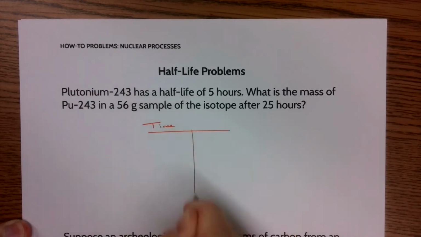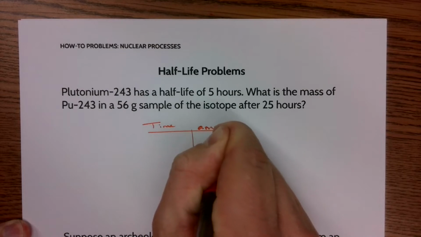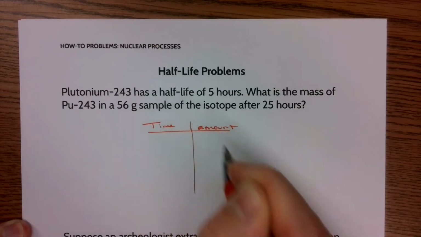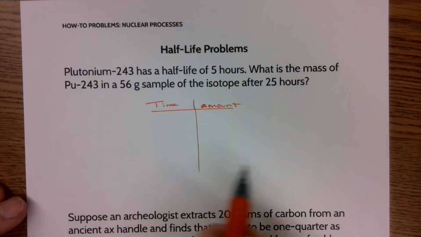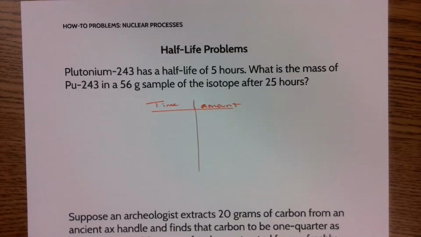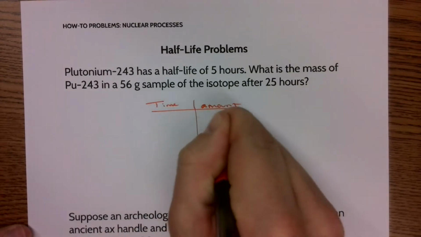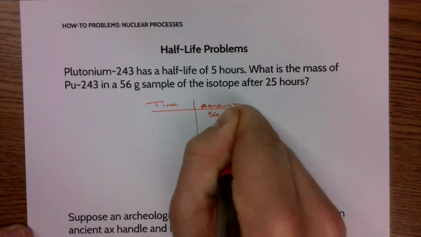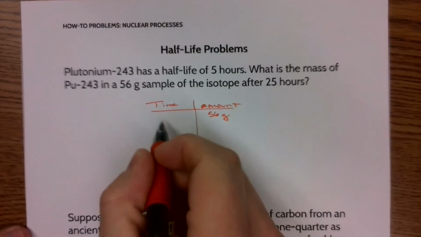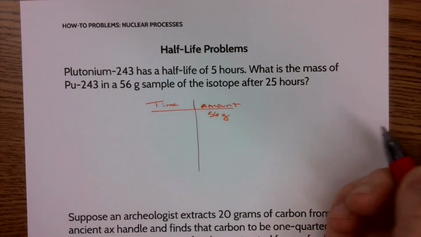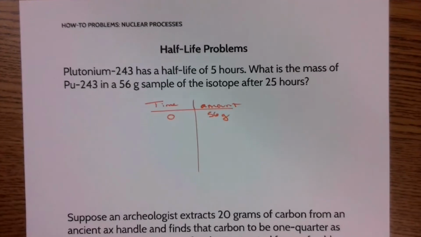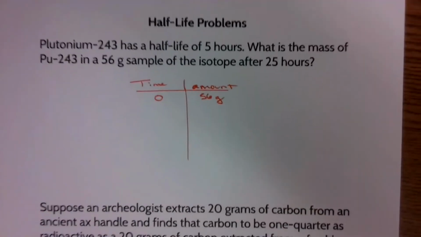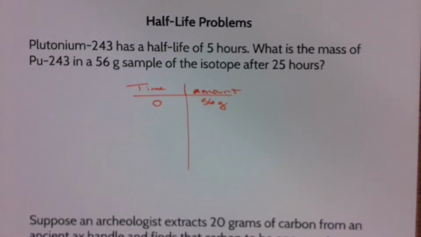and amount. Okay, so we have a t-chart of a time and the amount. So in the beginning, we have 56 grams, and our time is 0 because that's what we're starting at. We haven't lost any time yet. It's our initial amount. Let me zoom in a little bit there for you.